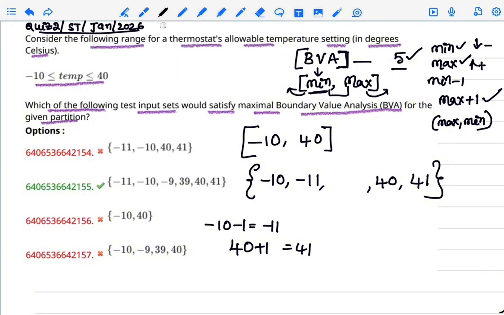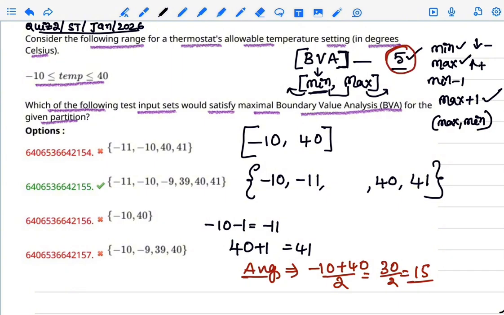Generally the middle value is the average value, or we consider any value between these two, an average or nominal value. So what is the average value? -10 plus 40 divided by 2, for example, that is 30 by 2, 15, or otherwise we check with the options. So these are the complete 5 values. You can remember the set of 5 standard BVA values.